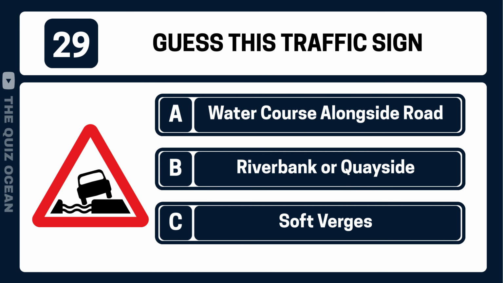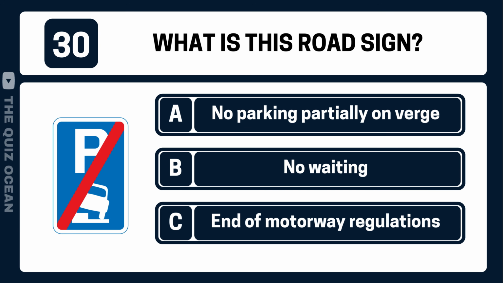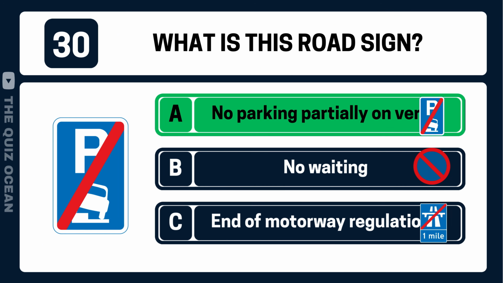Guess this traffic sign. Good observation. This sign warns drivers of a watercourse running alongside the road. What is this road sign? Correct. This sign prohibits drivers from parking partially on the verge.